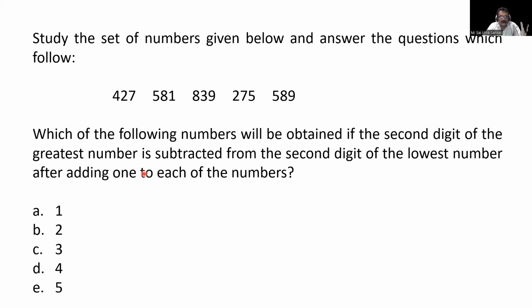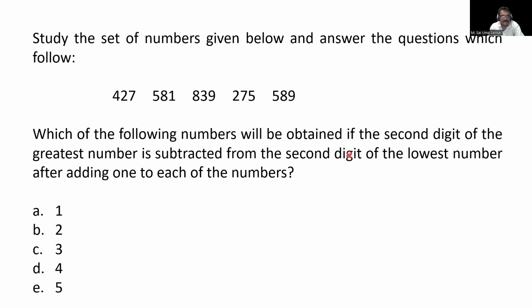here total 5 numbers are there, 3-digit numbers. Here we obtain the second digit of the greatest number. What is the greatest number here? That is equal to 839. What is the second digit? That is equal to 3. Okay, subtracted from the second digit of the lowest number. What is the lowest number? That is equal to 275. Okay, subtracting 3 from 7, that is equal to 4.